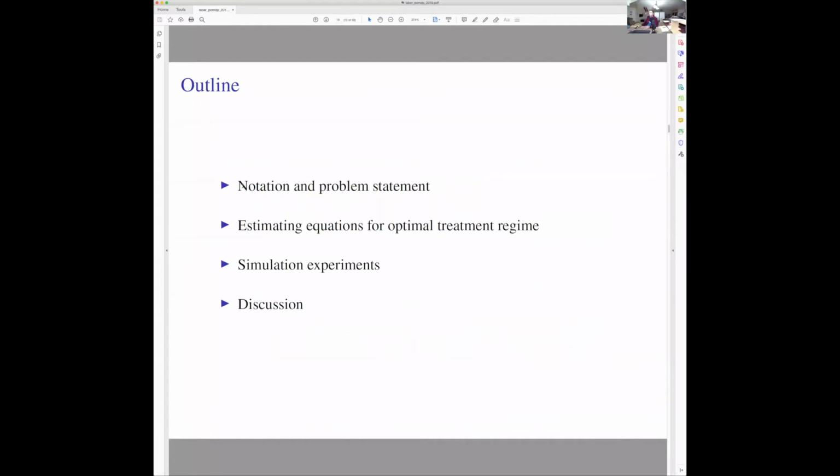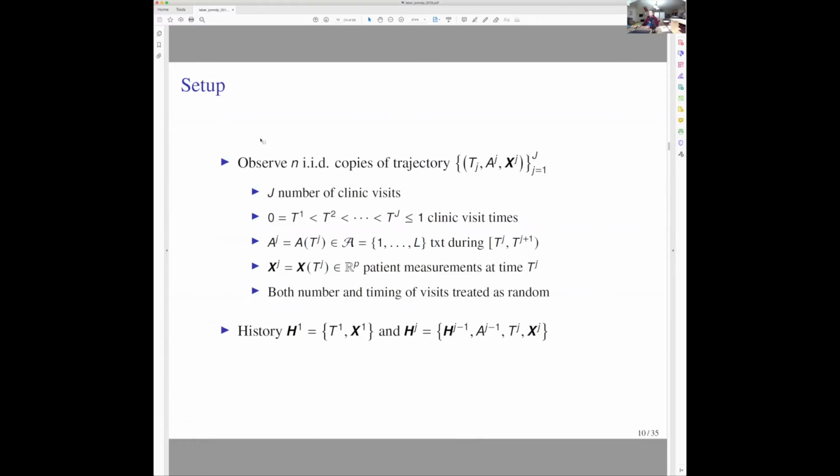Okay, so in the remainder of the talk, I'm going to set up the notation and state the problem formally. Then I'll go through some estimating equations for the optimal treatment regime and state a couple of consistency and asymptotic normality results. And then we'll look at simulation experiments and close with the discussion. So first, what's the setup?